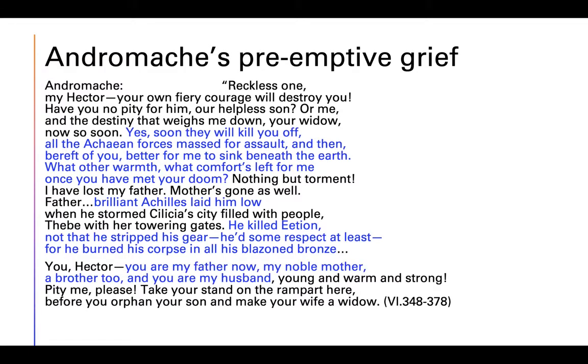You, Hector, you are my father now, my noble mother and brother too. And you are my husband, young and warm and strong. Please pity me. Take your stand on the rampart here before you orphan your son and make your wife a widow.